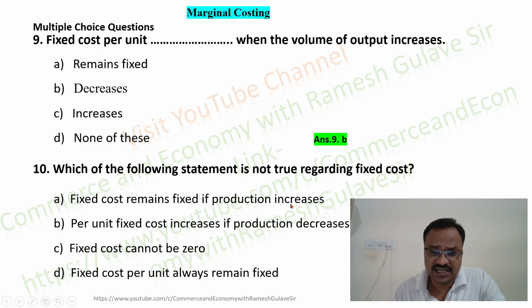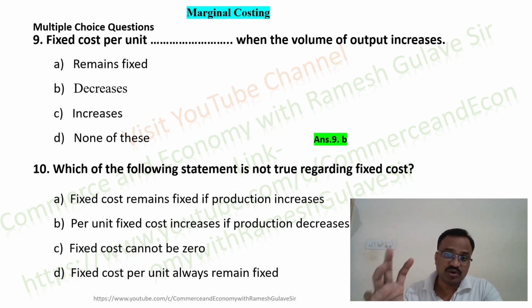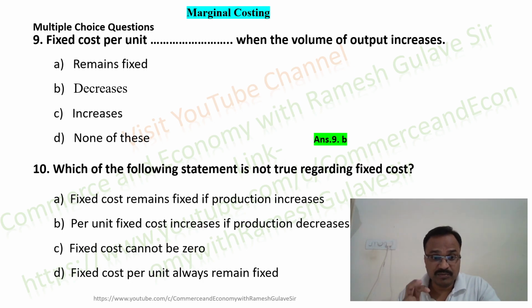So if production is increased, there will be no change in the amount of fixed cost. So the first statement is true. The second statement says per unit fixed cost increases if production decreases. Now read this sentence carefully. The sentence says, fixed cost per unit increases if production decreases. Yes friends, if the total production is decreased, then fixed cost per unit will go up, right?